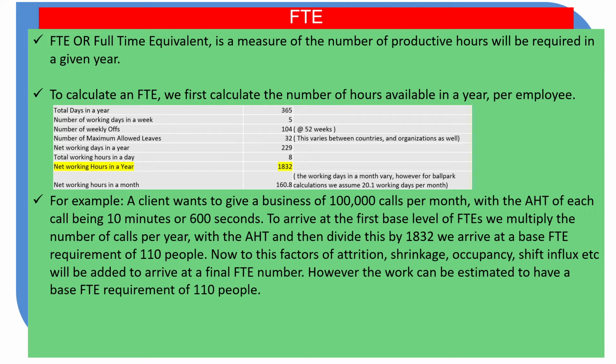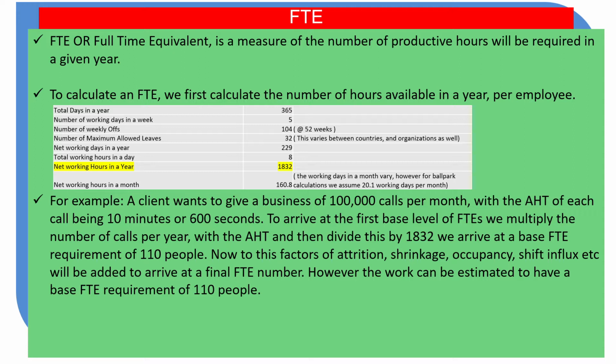Now let's consider an example which will show how this metric is useful. Say a client wants to give a business of 100,000 calls per month, with the AHT of each call being 10 minutes or 600 seconds. To arrive at the first base level of FTEs, we multiply the number of calls per year with the AHT, and then divide this by 1832, which was the net working hours. Then we arrive at a base FTE requirement of 110 people.